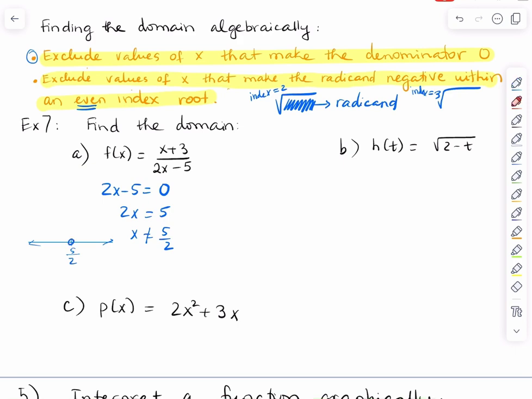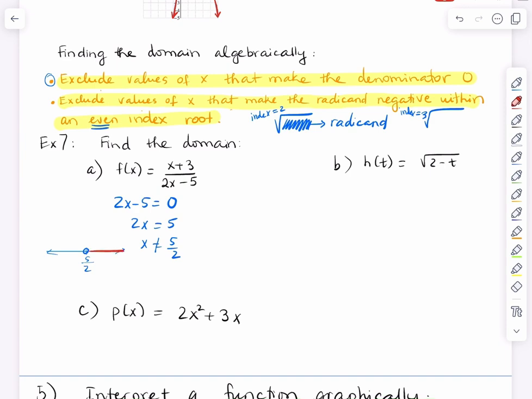So that means we accept everything else, anything to the right of 5 over 2 and anything to the left of 5 over 2. So when we write an interval for this domain, you write two intervals, one going from negative infinity to 5 over 2, and the other one going from 5 over 2 to infinity. We use parentheses for both 5 over 2's because we do not want to include 5 over 2 in the domain.